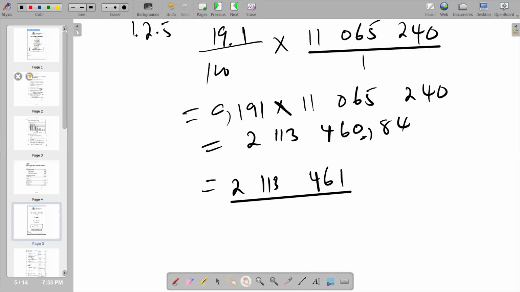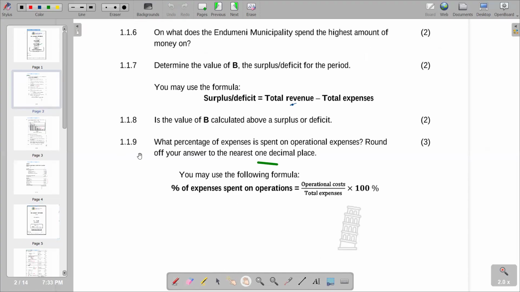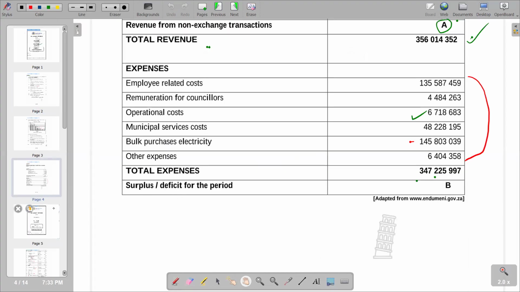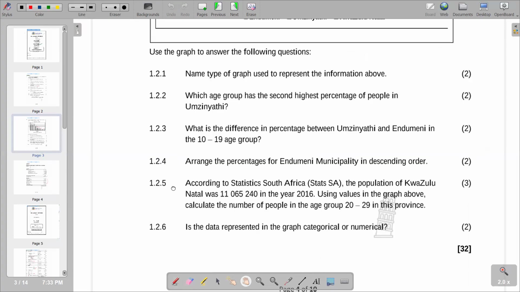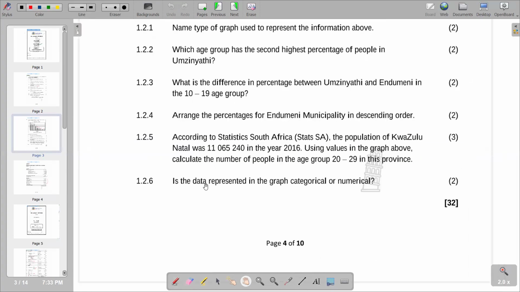So remember, we also have the last question, which is 1.2.6. Is the data represented in the graph categorical or numerical? So the question asks us to identify the data that is in the graph. Is it categorical or is it numerical?